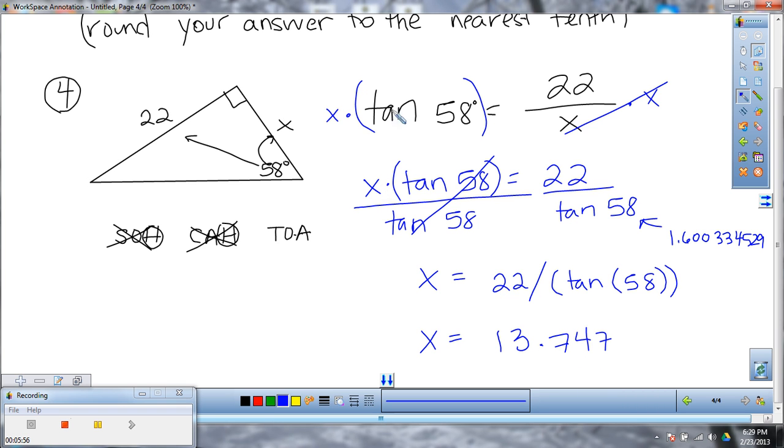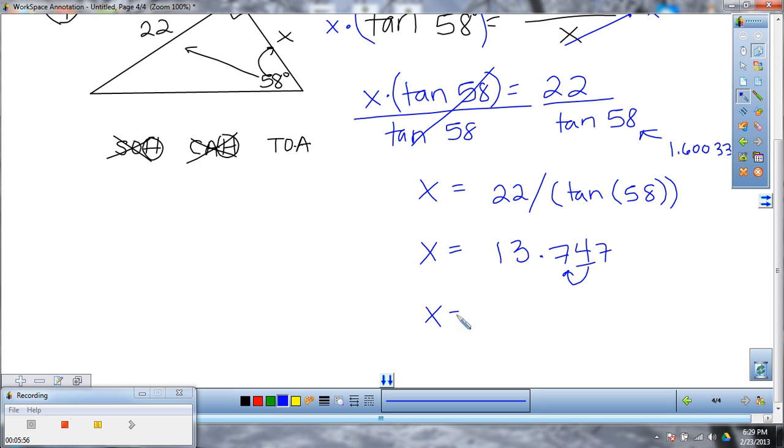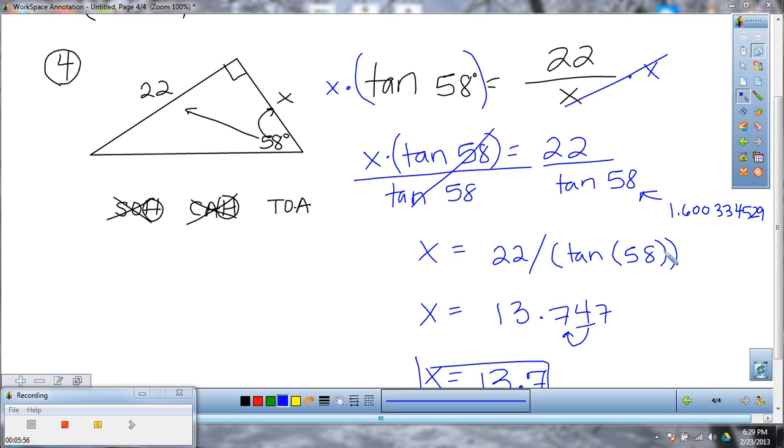When you hit enter, your calculator should give you a decimal, 13.747. Since the directions told us to round to the nearest tenth, which is the 7 position, we look at the 4 to see if we need to round, and x will be 13.7 because the 4 will not round it up, which means we found our side length, which was 13.7. And we didn't need to use the Pythagorean theorem. All we had to know was one angle measure, and using our trig ratio, we were able to solve for that x.